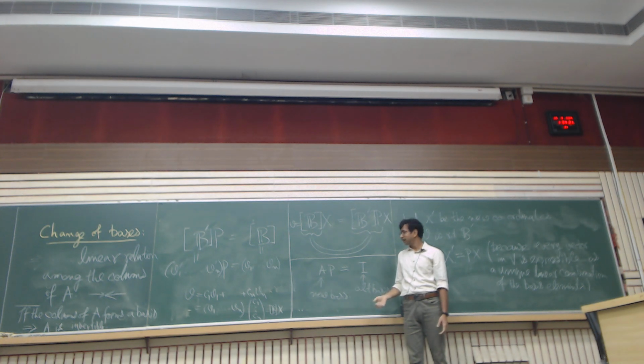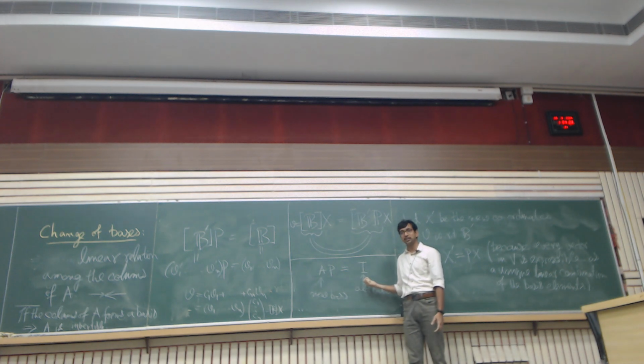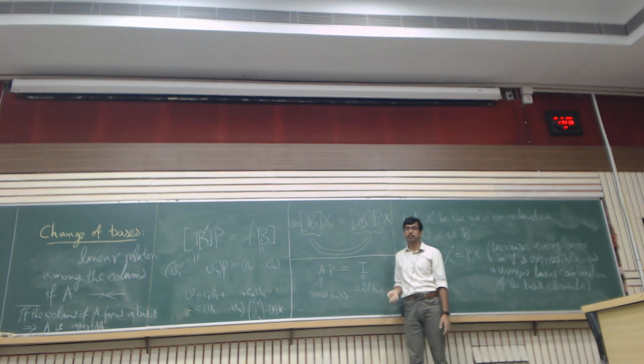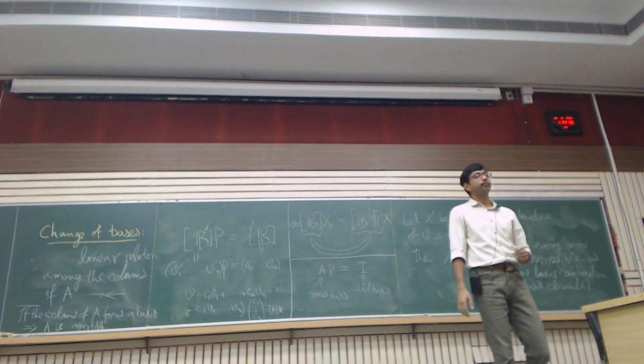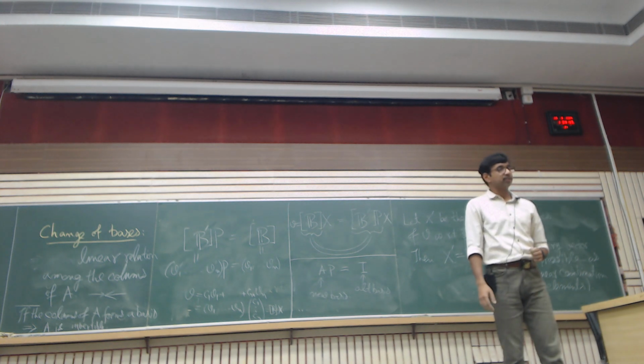Now this implies, if A is an n cross n matrix and this is an n cross n matrix, you are getting A times P is equal to identity. And this cannot happen if the determinant of either of them is 0. So the determinant of this is non-zero, the determinant of this is non-zero, that means both of them should be invertible. Yes. Sir, you were saying about how P would be an n cross n matrix. P is an n cross n for this example.